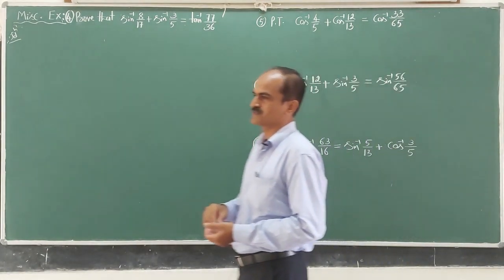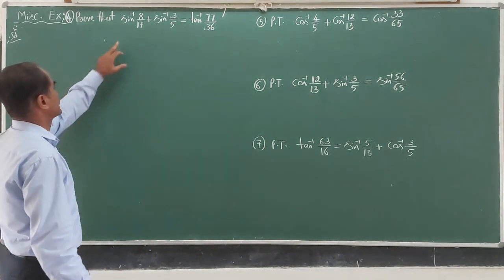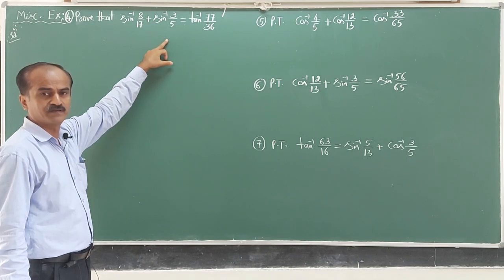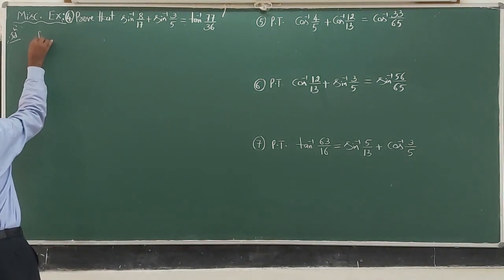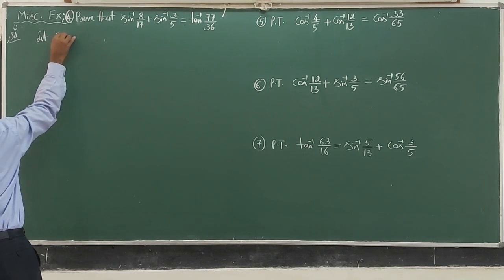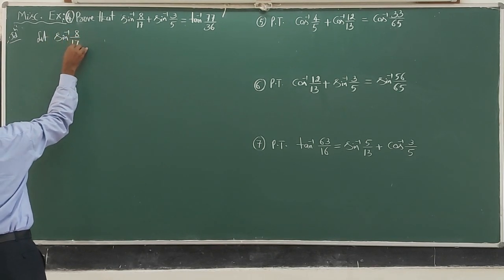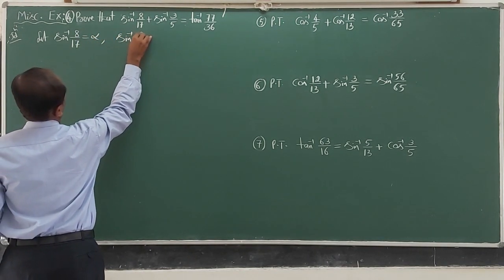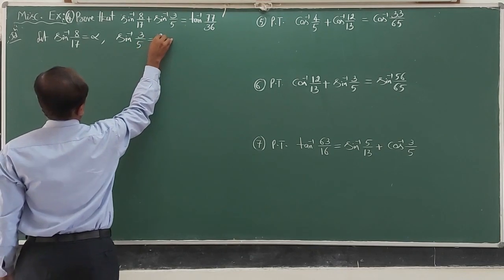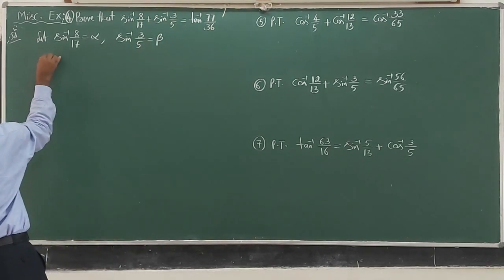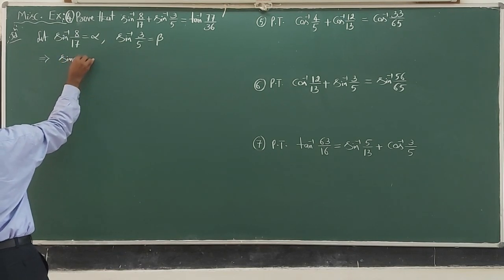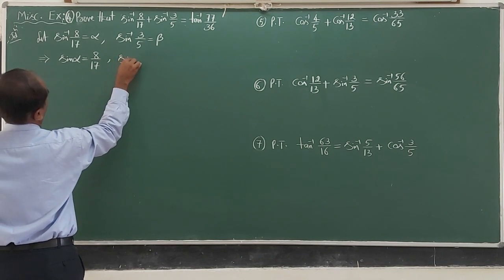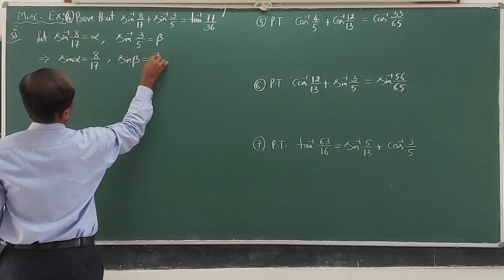Let us see what is the procedure here. I will consider these two inverse trigonometric functions as some angles, maybe alpha and beta. So, I start with let sin inverse of 8 by 17 equal to alpha, sin inverse of 3 by 5 equal to beta. This implies sin alpha is 8 by 17, sin beta is 3 by 5.